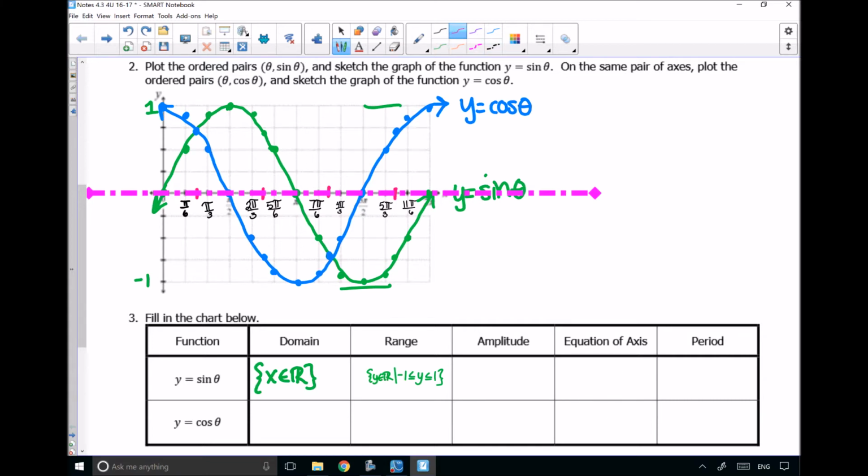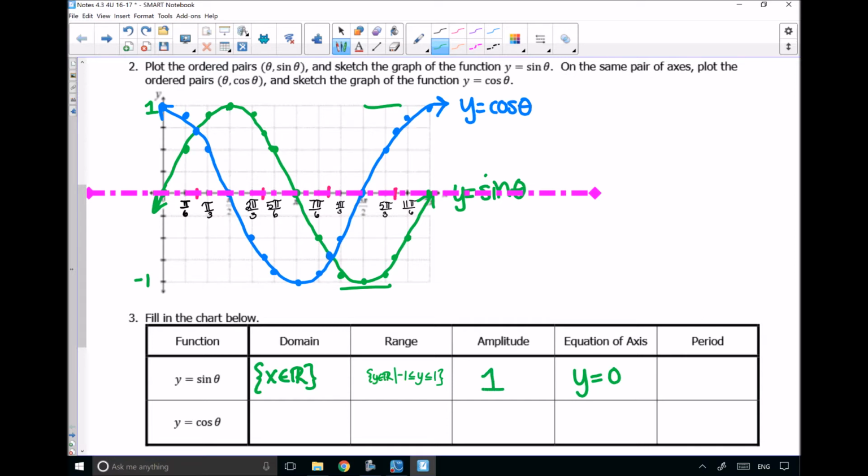Okay, so now that I've found that that's y equals 0, I want to find my amplitude. Well, my amplitude will tell me how far up it's going from my axis. So the maximum is how much higher than my axis, and the minimum is how much lower than my axis. Well, the maximum is 1 higher than my axis, the minimum is 1 lower than my axis, so my amplitude here is going to be 1.